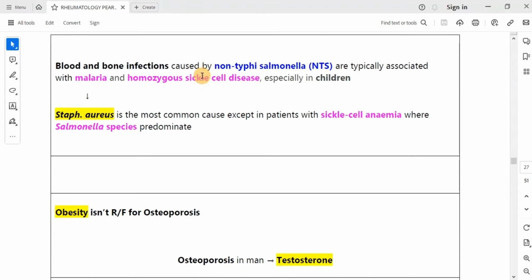Blood and bone infection caused by non-typhi Salmonella is typically associated with malaria and homozygous sickle cell disease, especially in children. Staph aureus is the most common cause, except in patients with sickle cell anemia, where Salmonella species will predominate. So in blood and bone infection, especially osteomyelitis, Staph aureus is the commonest organism. But if the patient has underlying sickle cell anemia, then the answer should be Salmonella species.